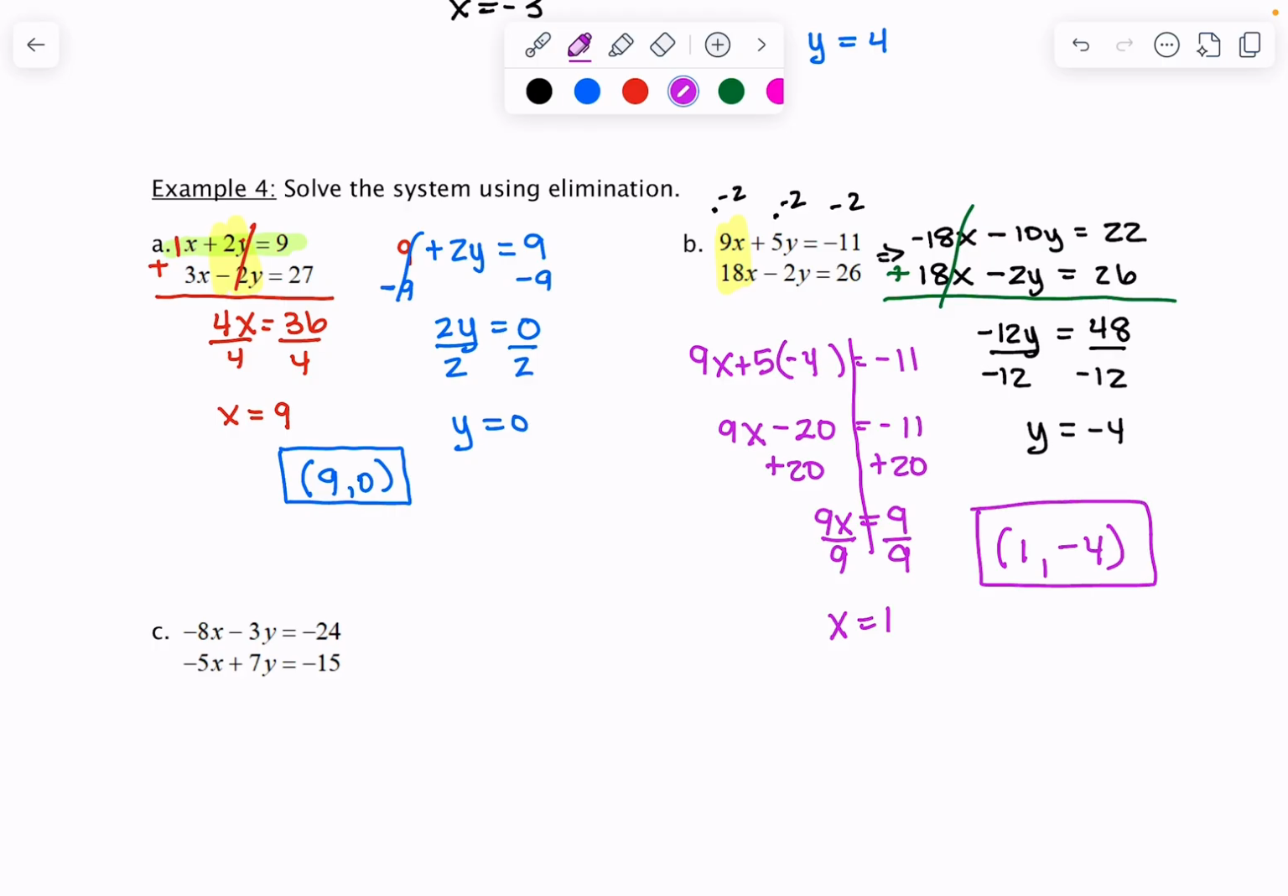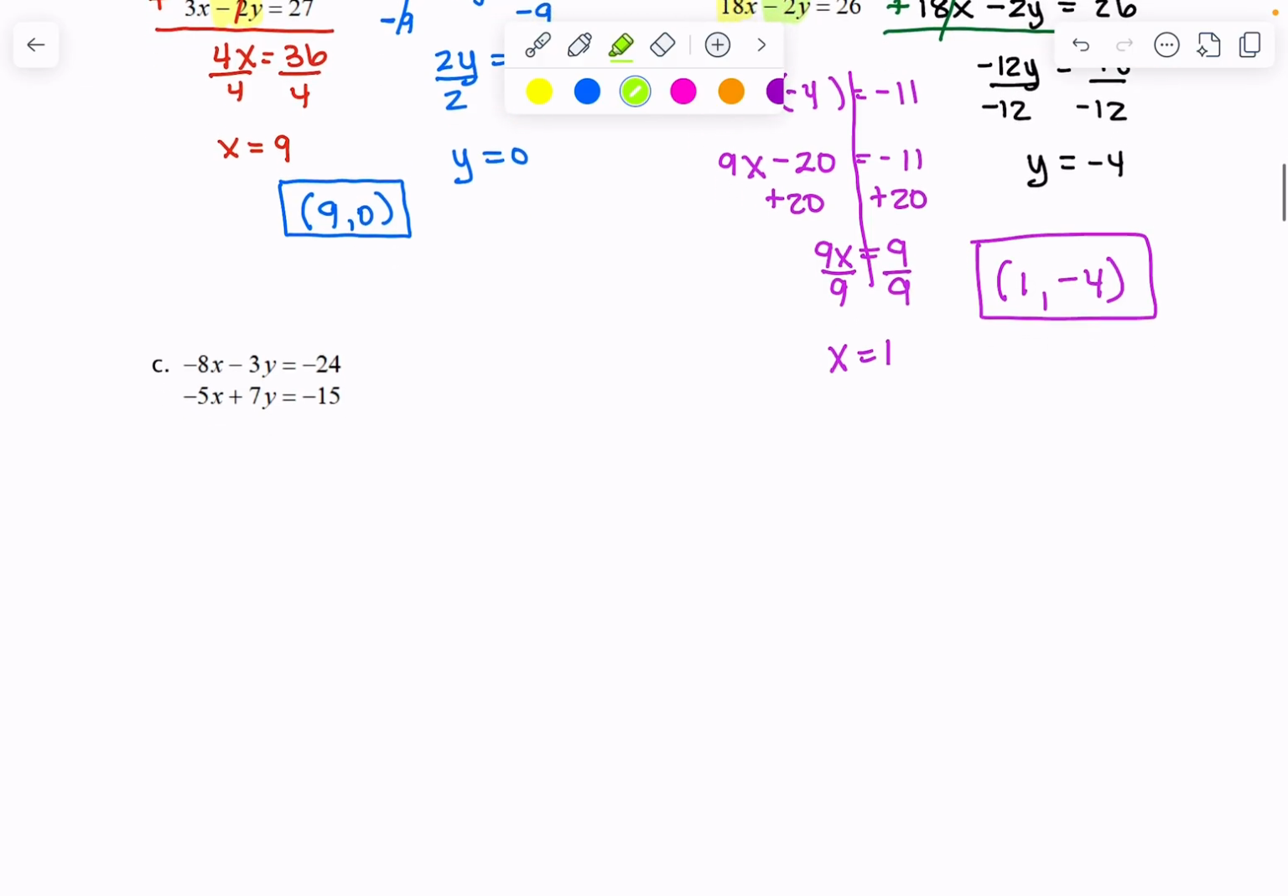So that's multiplying just one equation. You could have multiplied both. You could have gone to this 5 and negative 2 and multiplied both equations by 2 and 5. That could have been an option. But that would have been a little harder for me to think through. So I just multiplied one equation. For letter C, I'm going to have to multiply both equations. I can't turn a 5 into an 8, and I can't turn a 3 into a 7.